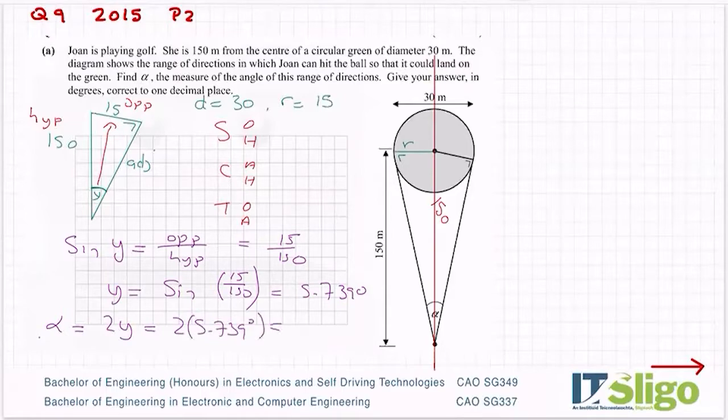So multiply by 2, 11.48 degrees is what I'm getting there to 2 decimal places. To 1 decimal place, 11.5 degrees. Okay, so thank you. Good catch. Right, so that was part A.